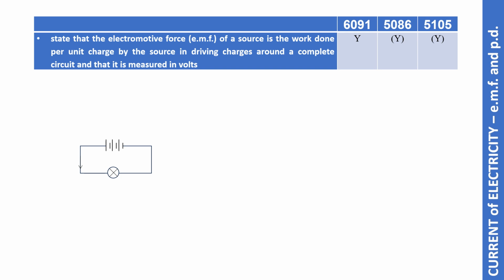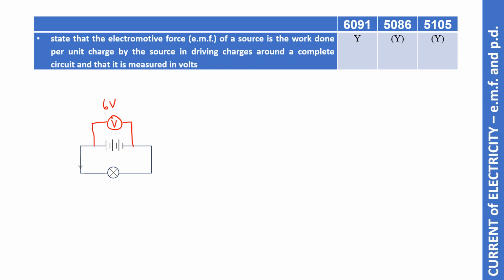Usually we are talking about the source. So in this case, we have batteries here. When we take, for example, a voltmeter and connect it across the batteries and say it reads 6 volts, right? Now, 6 volts would be the e.m.f of the batteries, the power source here. So what does the definition say? It says that it is the work done per unit charge by the source in driving charges around a complete circuit.